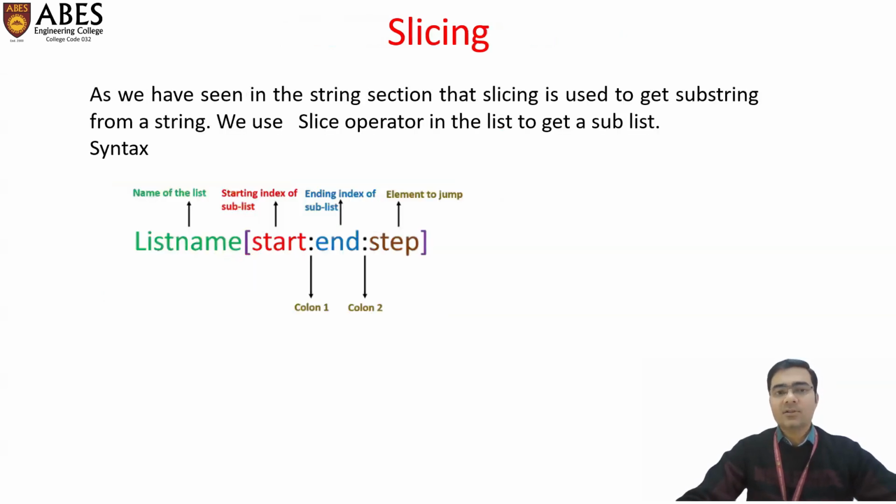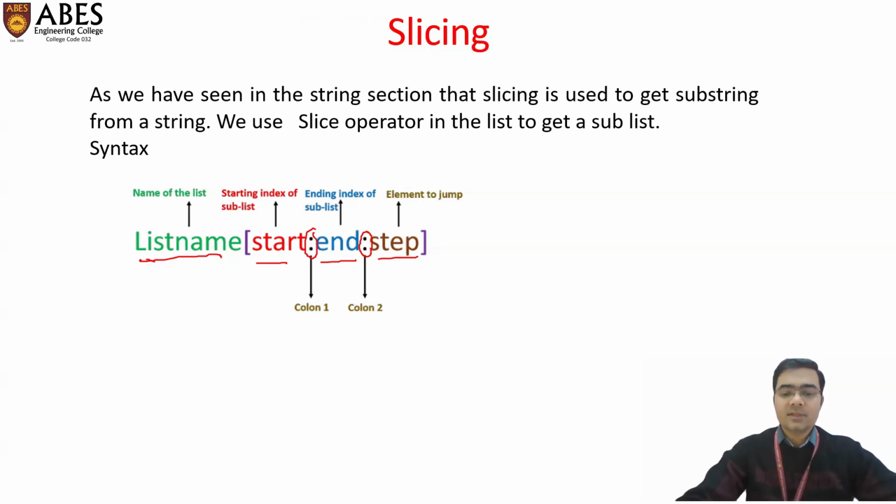Now slicing is also an important concept. We have seen slicing in the starting section, and slicing is used to get a substring from a string. We use the slice operator in the list to get a sublist. In this syntax, you can see that this is the list name, this is the starting value of the index, this is the ending index of the sublist, and this is the step value. Step value just shows how many elements you want to skip, and these are the comma separated three segments. Okay, so with the help of this syntax, you can use the slice concept.